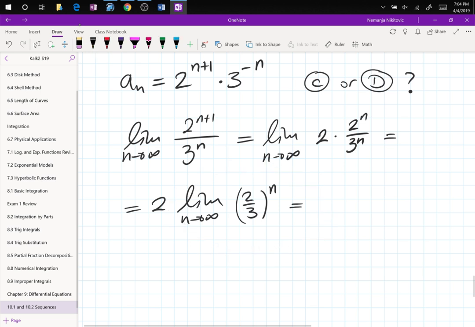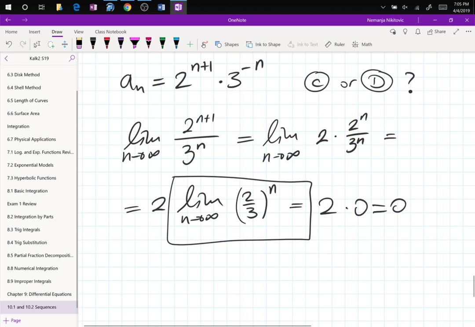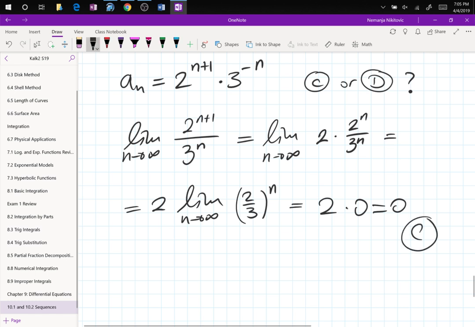No. You're just plugging in infinity for n, right? But there's a 2 in the front. Well, let's just focus on this and we'll deal with it. That doesn't make a difference. The 2 doesn't actually. What's in a box? Oh my god. 0.